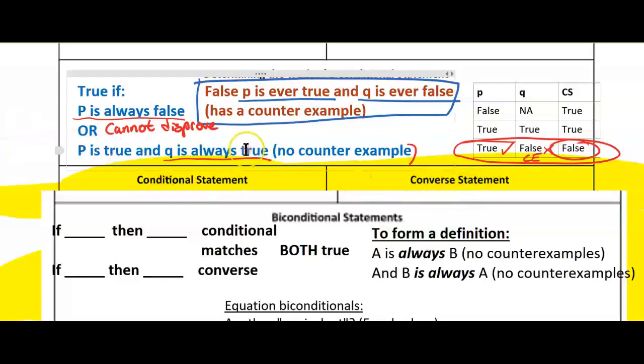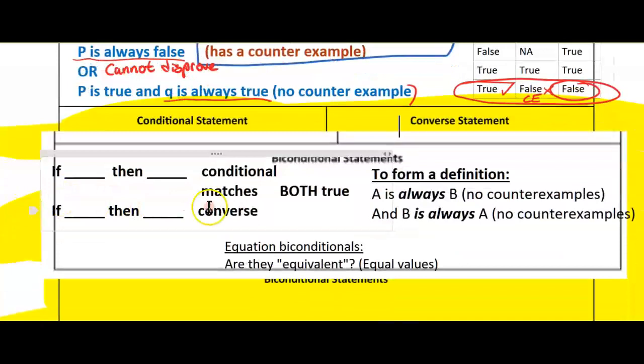Conditional and converse statements, you can pull all that from your notes. And then you also see the inverse and contrapositive. I'm going to go down to biconditional statements real quick with you. Our biconditional statement was where we take a conditional and its converse, and both of those are true. That makes a biconditional statement. Okay, so both have to be true for the biconditional to be true.